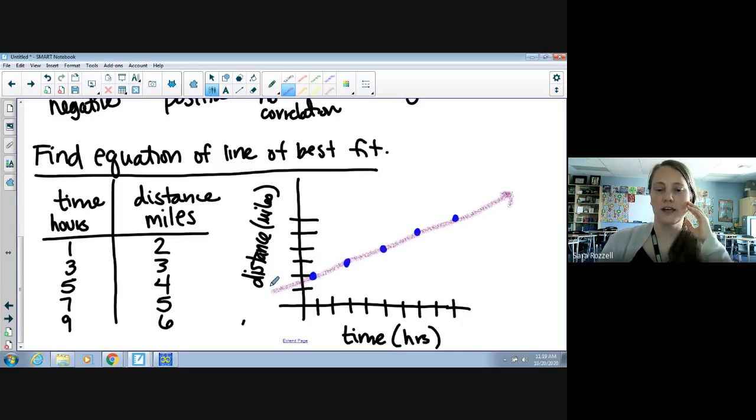Is this a positive correlation or negative correlation? It's positive. Is it strong or weak? It's really strong. You see how tightly these points fit on this line.